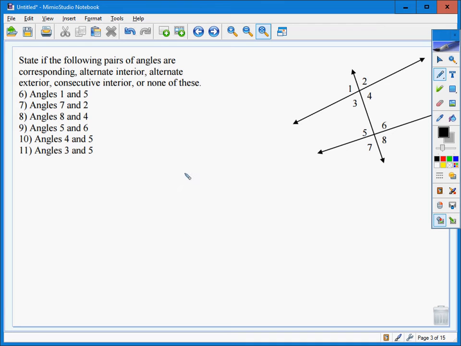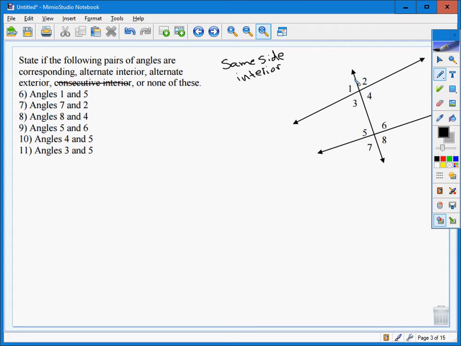State if the following pairs of angles are corresponding, alternate interior, alternate exterior. Where it says consecutive interior, I said we'd change that to same side interior. It's the same thing, it's just a different name for the same type of angle, but same side interior is what's used on the EOC.